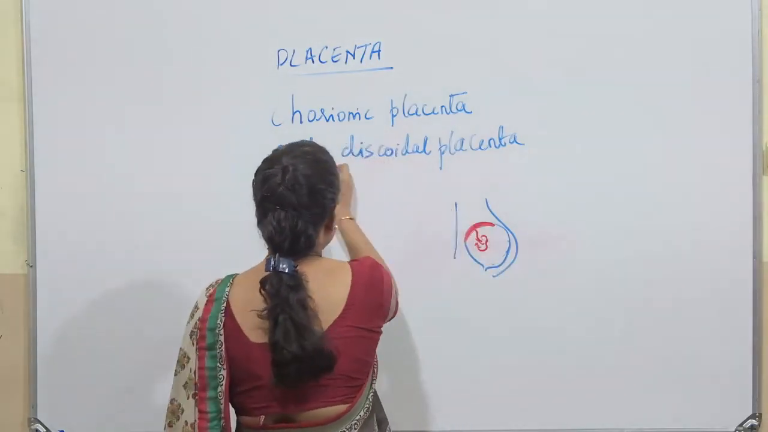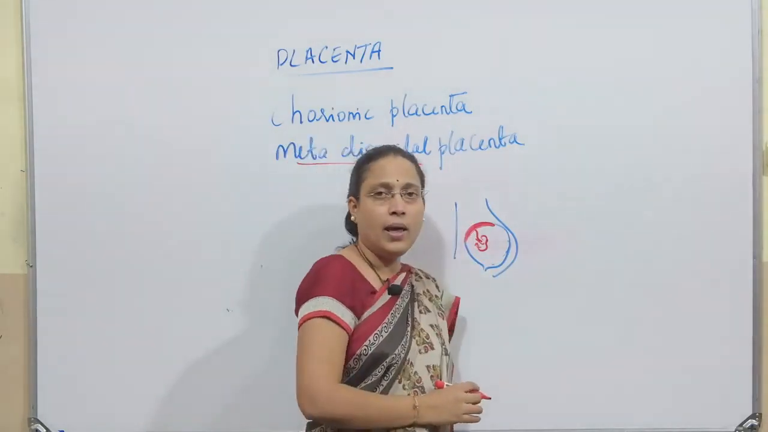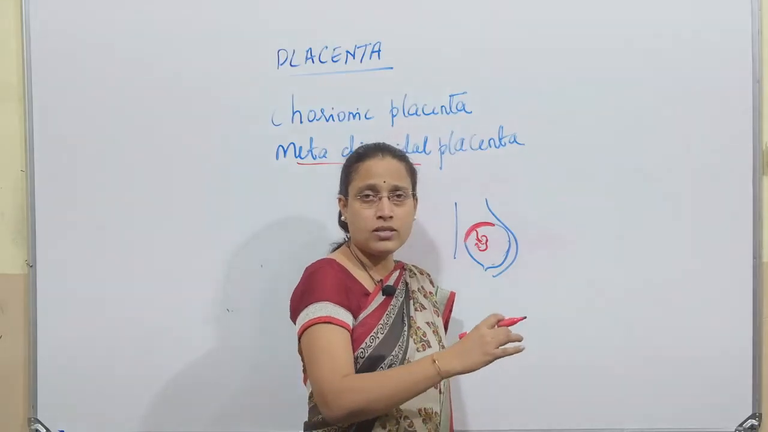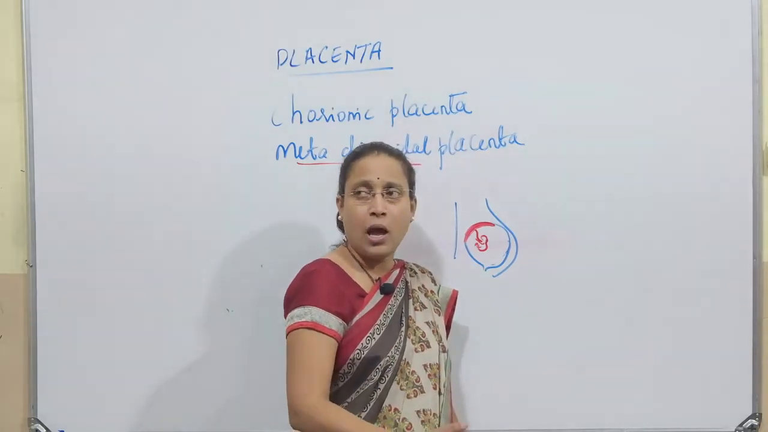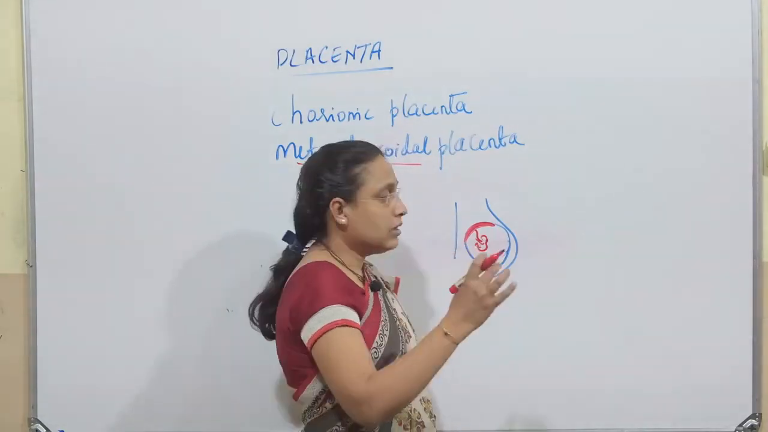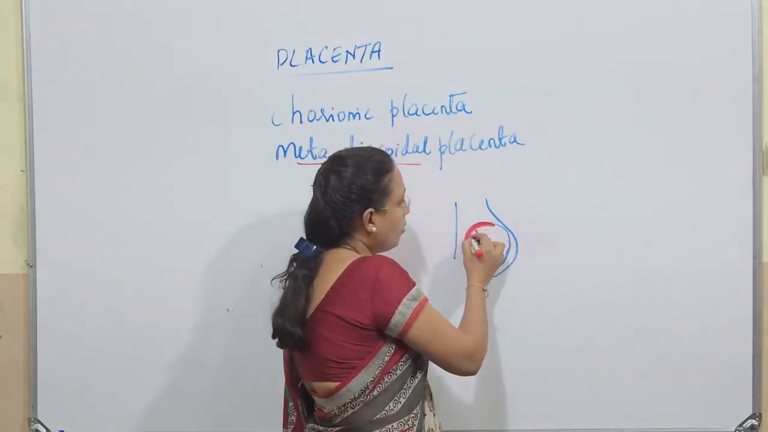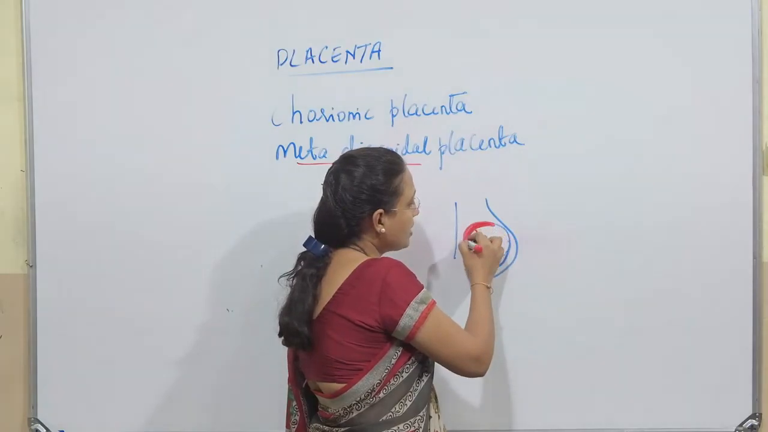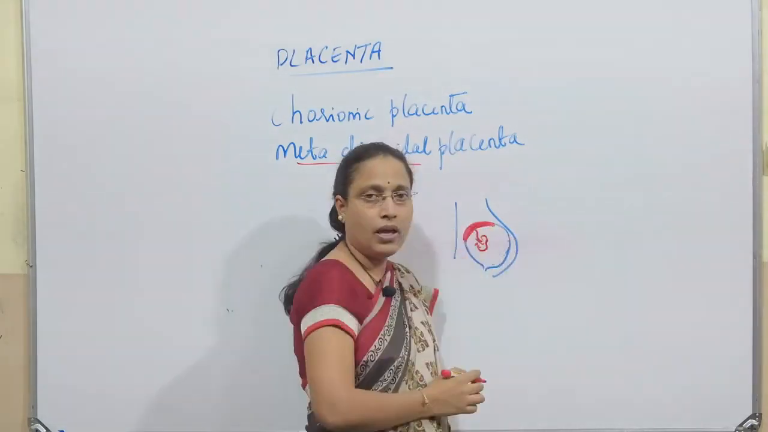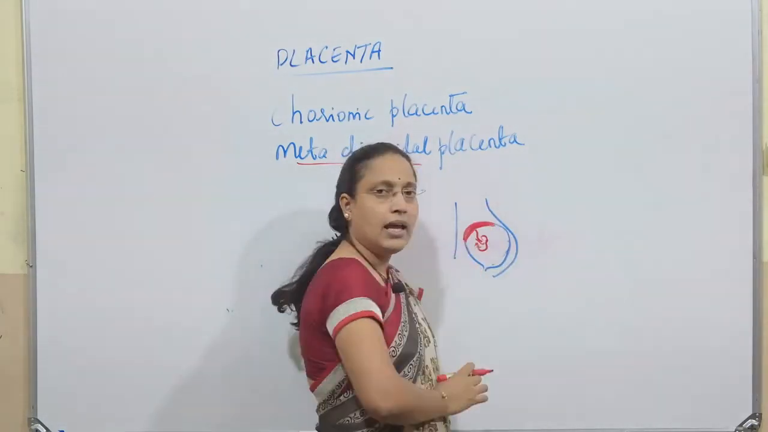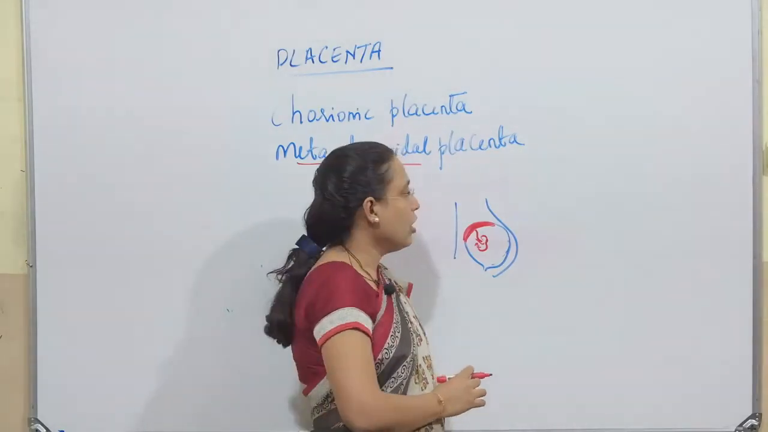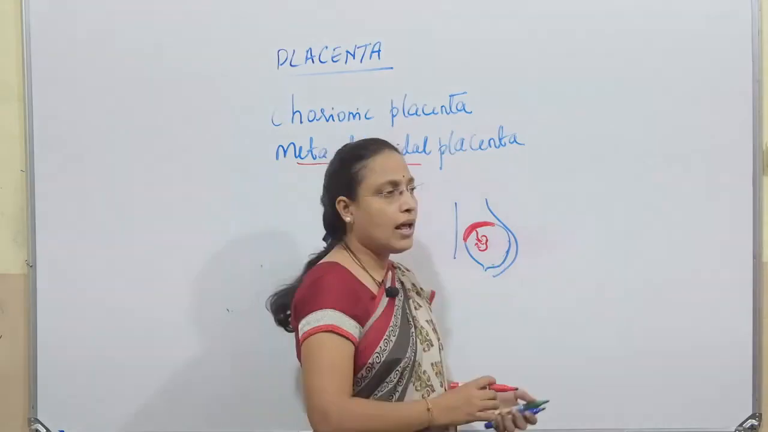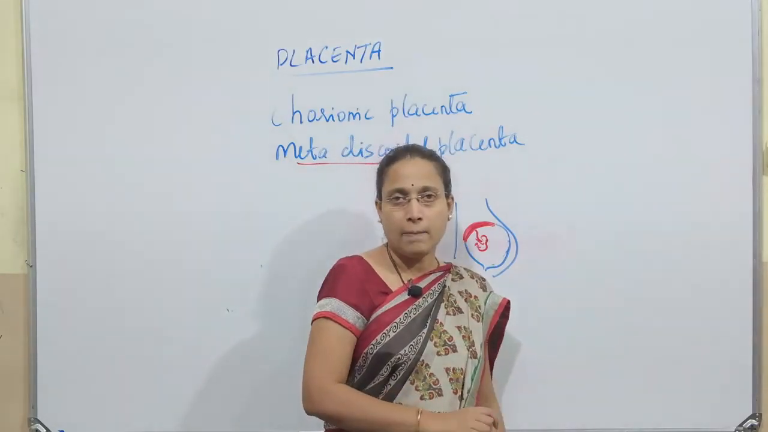That's why it is called metadiscoidal placenta. Initially almost diffused and distributed throughout wherever the chorion is there. But later on, only the chorionic villi will develop into placental villi in a disc-shaped area, only to a particular area in the deciduum. Understand? So, therefore, it is called metadiscoidal placenta.